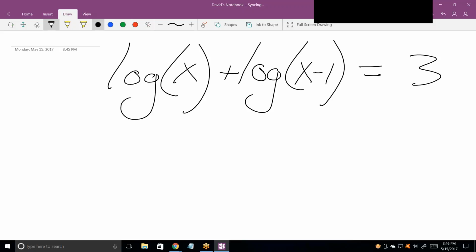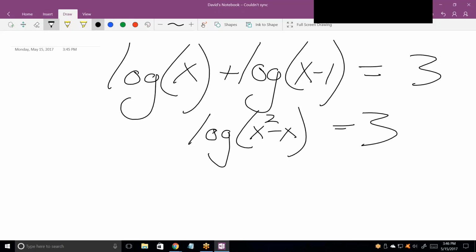Okay. What we just did was expand. This time we want to condense. And there's a good reason why we want to condense this. It's the only way to really solve it. You get log of x squared minus x. Now what? Then you can say that 10 to the third is equal to x squared minus x. Now you have a quadratic that you need to solve. That's it. X squared minus x minus 1,000.